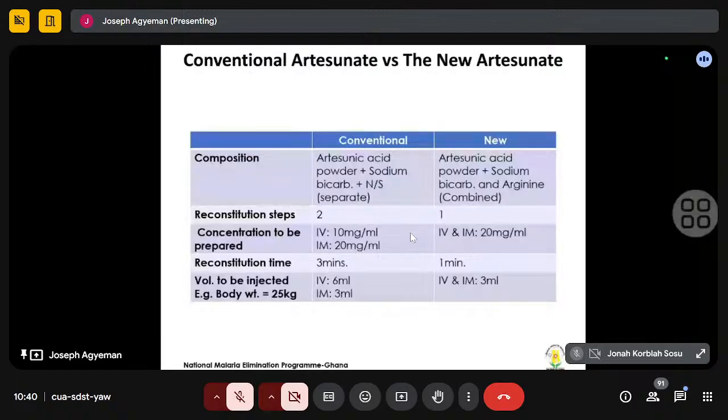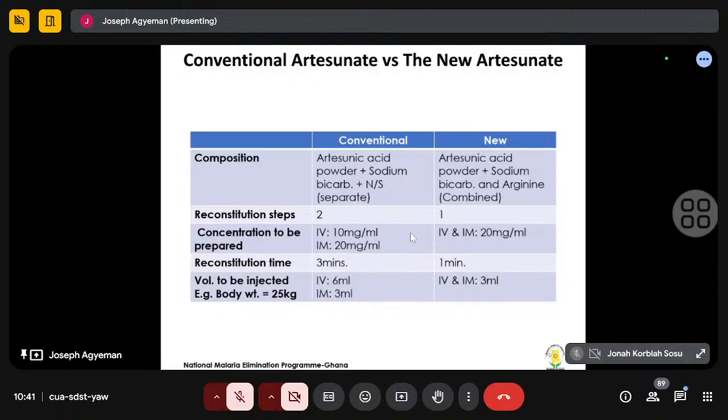Now, what happens when you are doing the reconstitution? For the old pack, you realize you first have to make the sodium artesunate, that is step 1, before you dilute it to the required concentration. So 2 steps for the old pack. The new pack, since you have just 2 bottles, it's just 1 step. You just add the artesunate acid and the other bottle containing the 2 agents, sodium bicarb and arginine. So it's just a 1-step process. You add everything once and you are done. You don't need any second or third step.